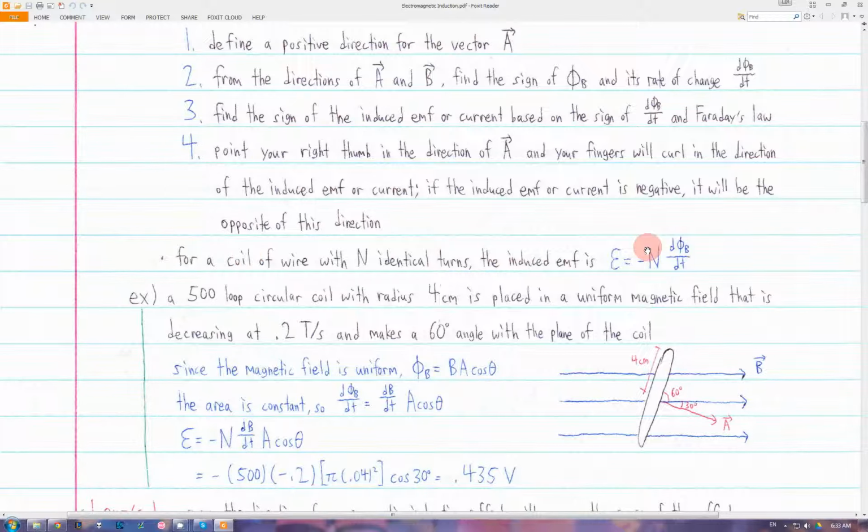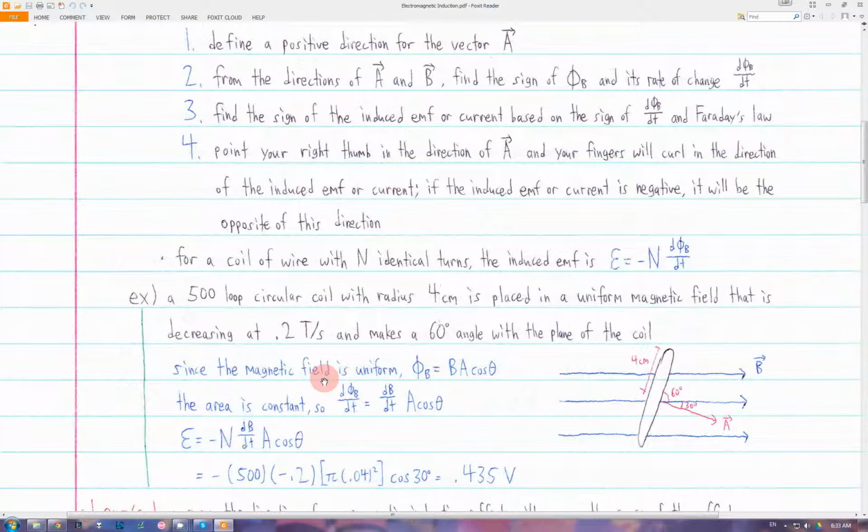So let's look at a quick example here. We have a 500 loop circular coil with a radius of 4 centimeters, and it's in a uniform magnetic field, which is decreasing at 0.2 Tesla per second. And it makes a 60-degree angle with the plane of the coil. So this is a case of a stationary conductor, and the magnetic field through the conductor is changing over time.